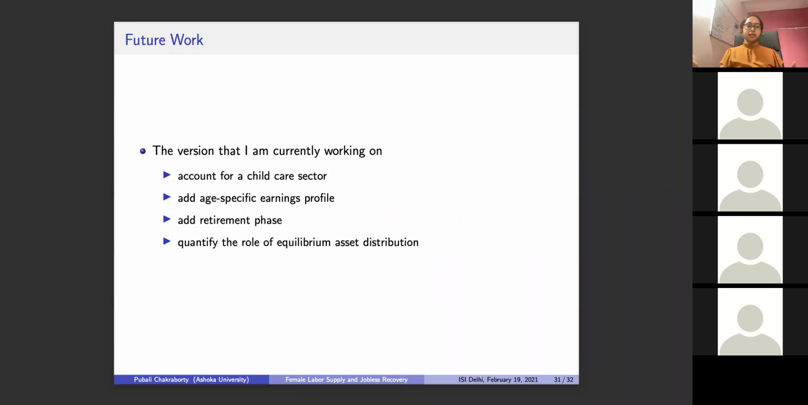and they were working throughout their lifetime, which, not adding a retirement phase, essentially does not allow me to compare what my model does in terms of the asset distribution, which I would be able to see in the data. So the retirement phase helps with that. And then I want to quantify what the role of this equilibrium asset distribution would be in this framework.